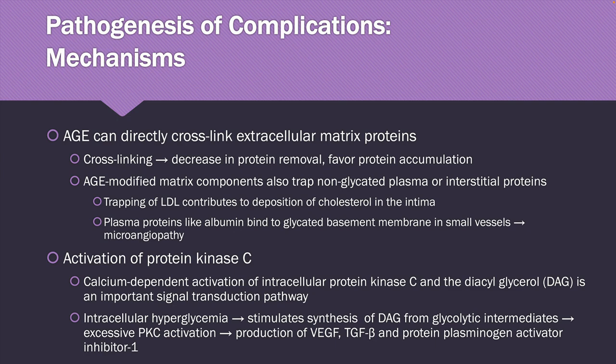Activation of protein kinase C is another mechanism, in which you have a calcium-dependent activation of your intracellular protein kinase C and the DAG. It's a very important signal transduction pathway. So, if you have intracellular hyperglycemia, it stimulates the synthesis of DAG from glycolytic intermediates, plus excessive PKC activation, and then that results in the production of VEGF, TGF-beta, and plasminogen activator inhibitor 1.